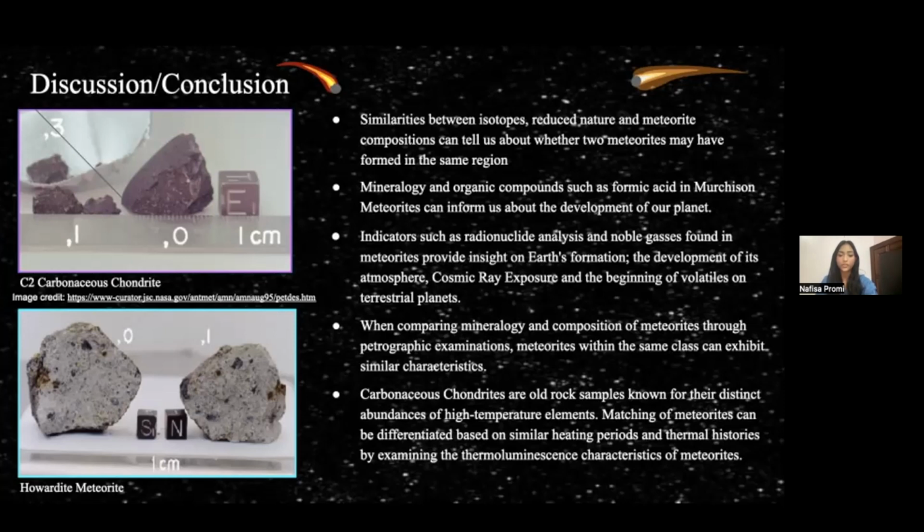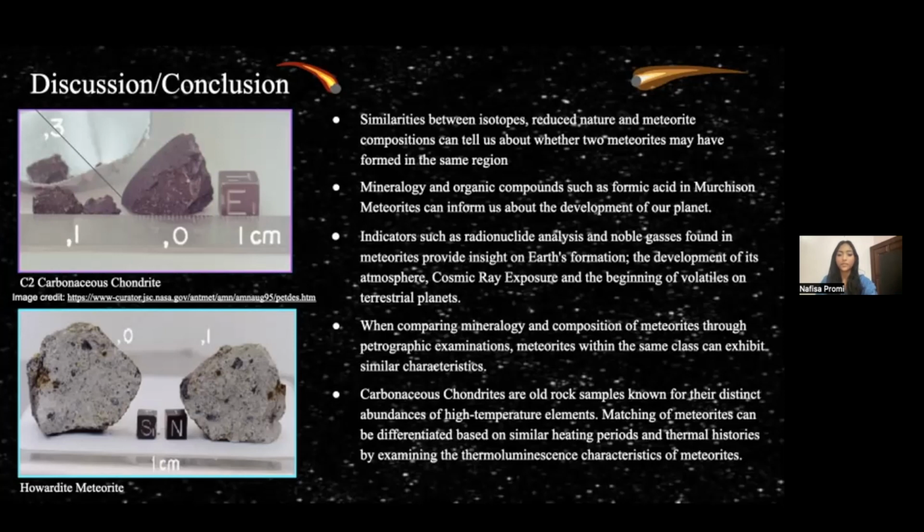When talking about radionuclide analysis, specifically the ratio of chlorine-36 to beryllium-10 in matched meteorites, these are found to be similar, indicating corresponding terrestrial ages of about 185,000 years. These ratios can also indicate the duration of cosmic ray exposure experienced by meteorites.